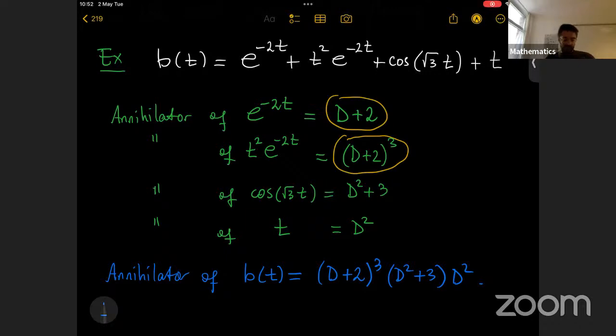Least common multiple here gives you the annihilator of the combinations of these functions, which is b(t). Okay. Any question with this example? Well, that means if you apply this operator, (D plus 2) cubed times and so on, to b(t), it will vanish. And this is the smallest degree operator satisfying this vanishing property. Okay.